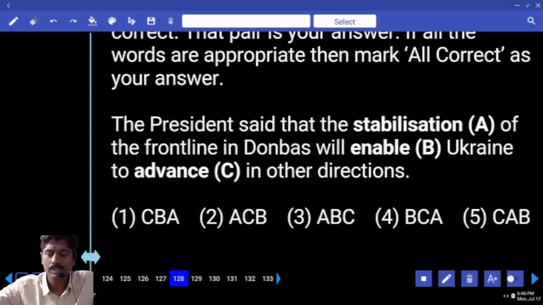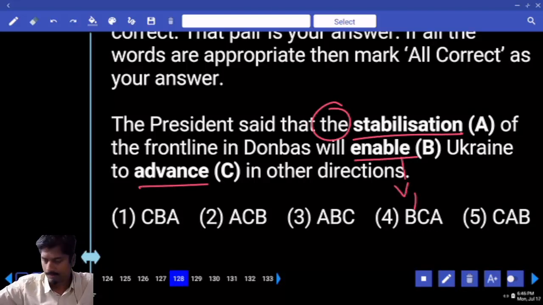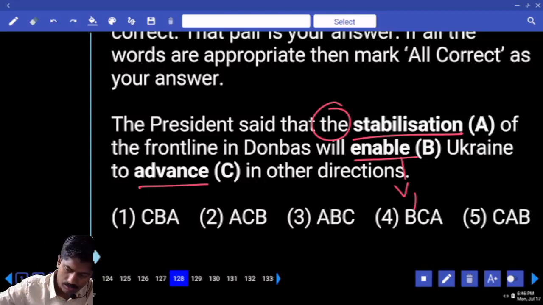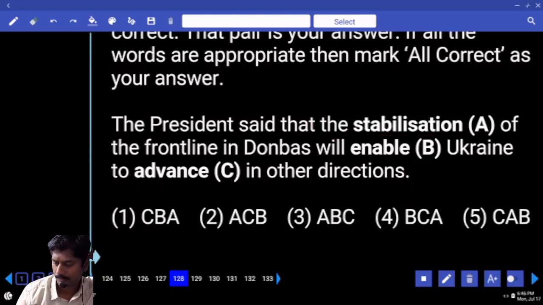The president said that the stabilization, okay, the enable wrong, enable is V1. The advance of stabilization or advance of the front line in Donbass will enable Ukraine to advance in other directions. Answer. No change required, as it is correct.